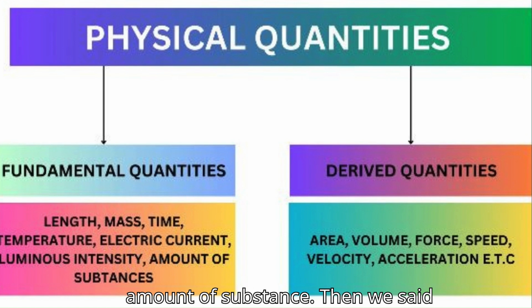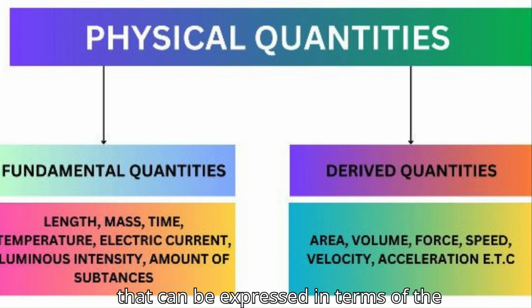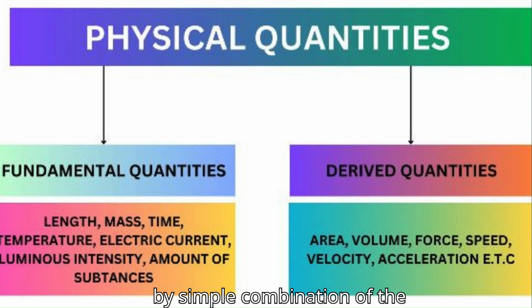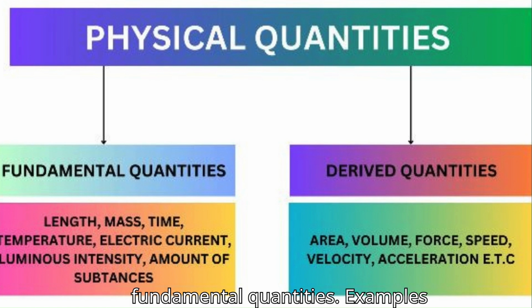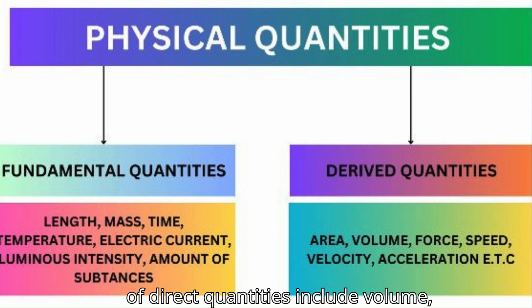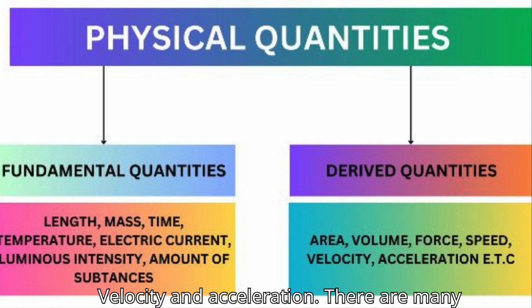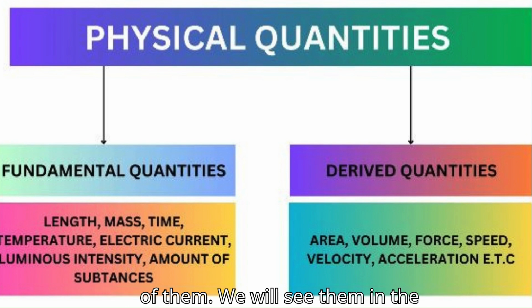amount of substance. Then we said that derived quantities are quantities that can be expressed in terms of the fundamental quantities. They are obtained by simple combination of the fundamental quantities. Examples of derived quantities include volume, area, force, speed, velocity, and acceleration. There are many of them. We will see them in the subsequent lectures.